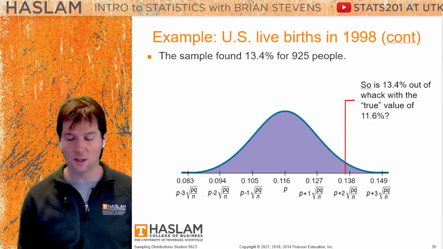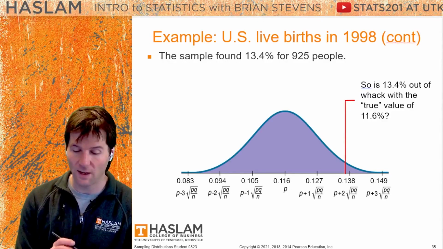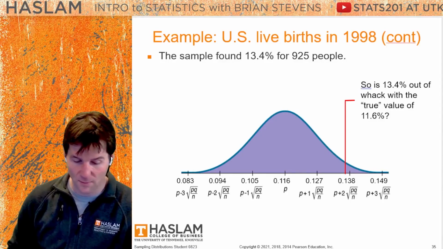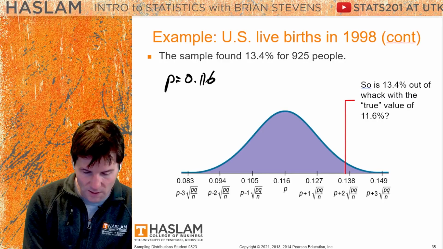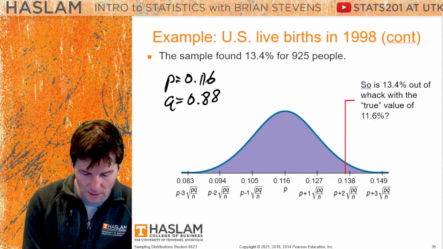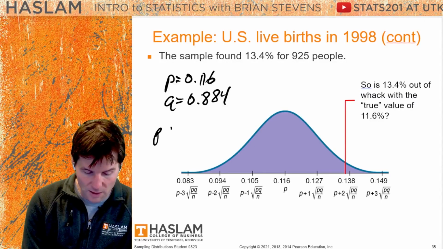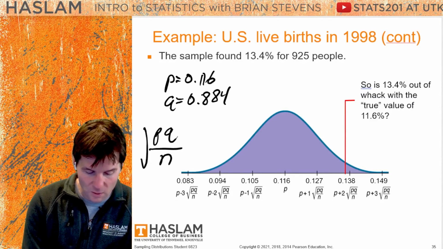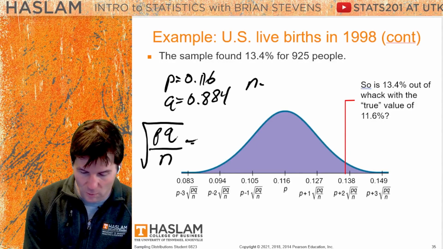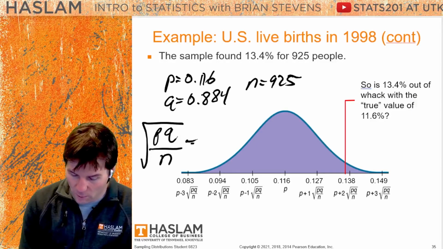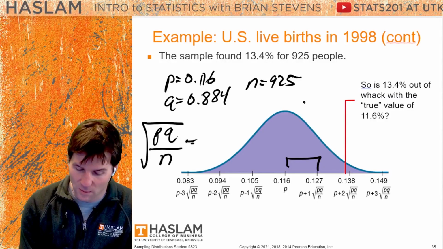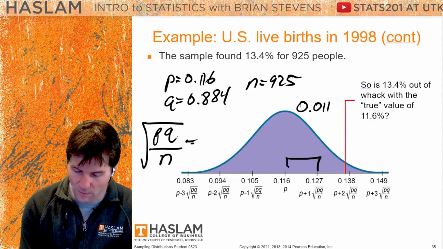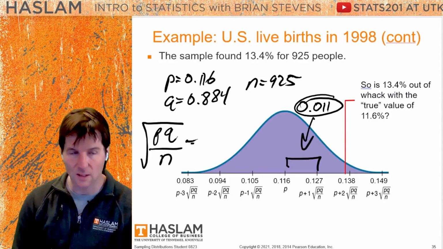If you want to solve the standard deviation for 925 live births collected, go ahead and take the p right here. p is equal to 0.116. Find q. q is equal to 0.884. And then plug in the square root of p times q over n, and n is equal to 925. Notice how this is close to 1,000. It's going to be a little bit larger of a standard deviation than my sample size I took previously, and that's the distances right there.